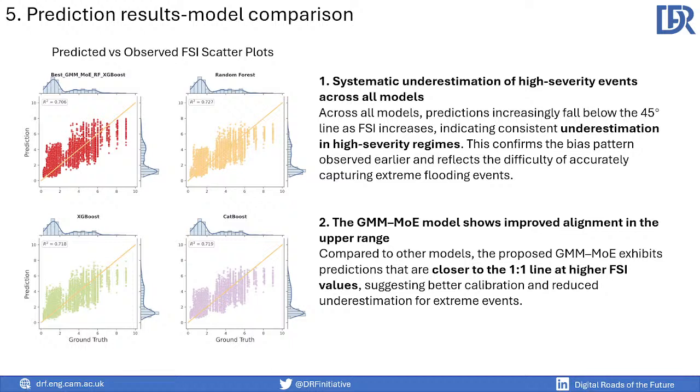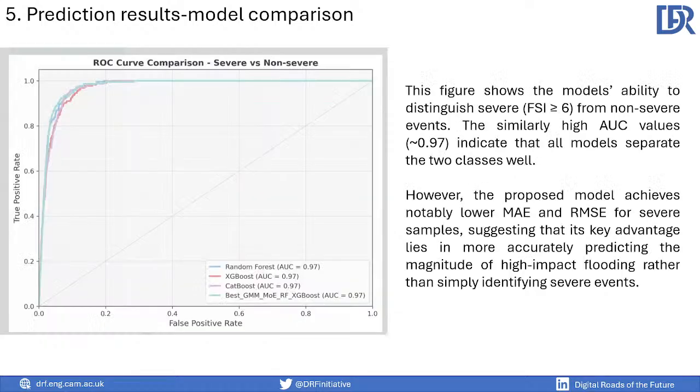But you will see that this figure shows our proposed model. Our model still shows improved alignment in the upper range. You will see that for those other models, for the severe events, the points are typically not close to the line, but this one is closer to the line. So our model still has some strength in severe flood event prediction.